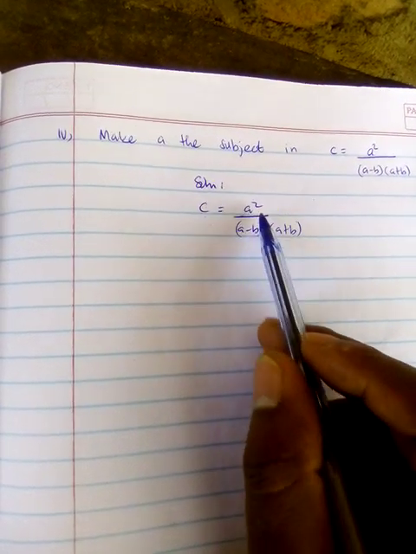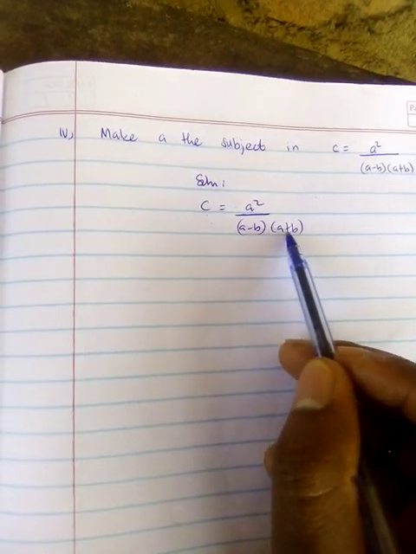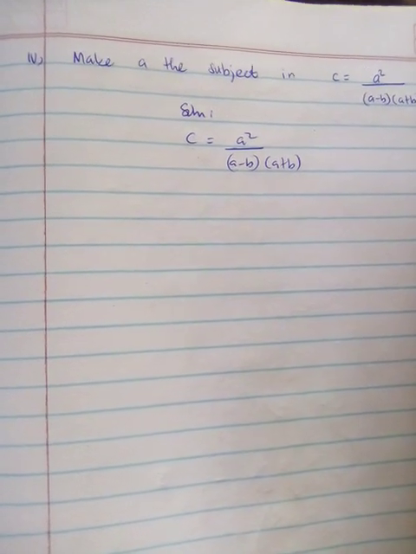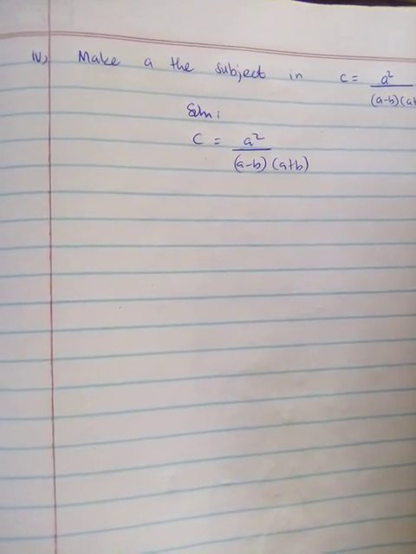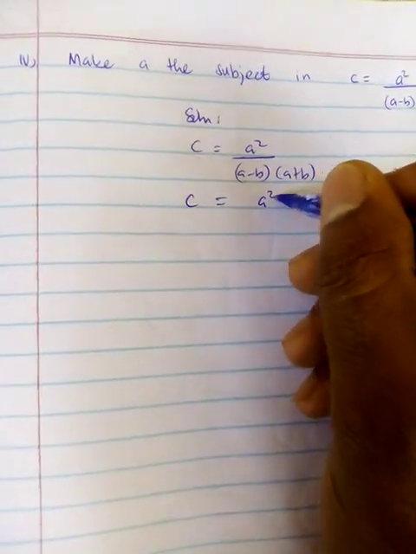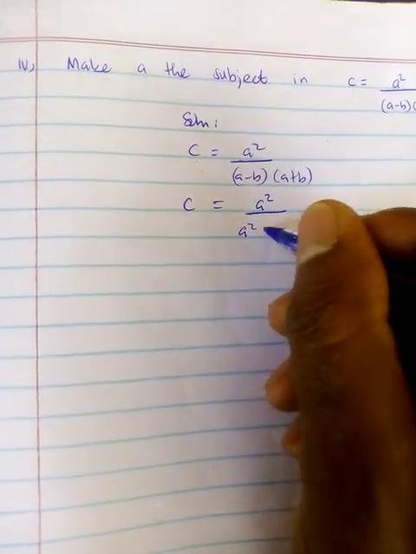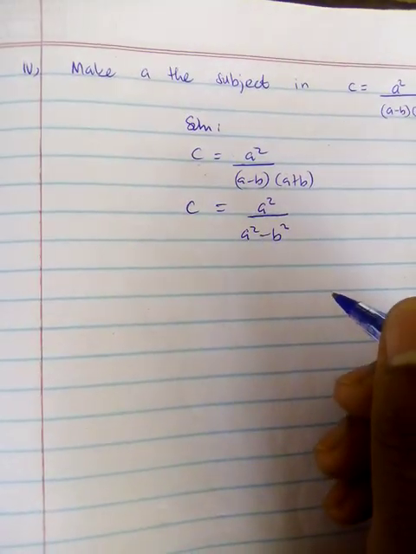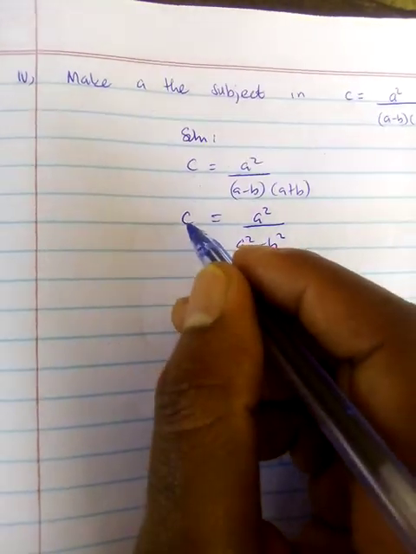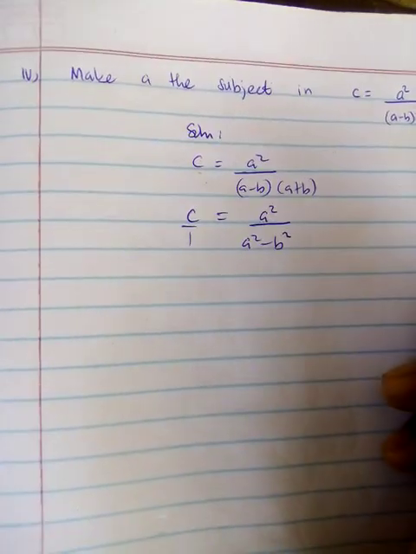One of the simplest is here an a squared, but then if I'm to recall, we are expanding this guy, bringing it up and making it disappear when we are dealing with factorization. So let's now take it back to a difference of two squares. So I have c is equal to a squared divided by a difference of two squares here. So I have a squared minus b squared, so that I can cross multiply. This is over 1, multiplied by a squared minus b squared.